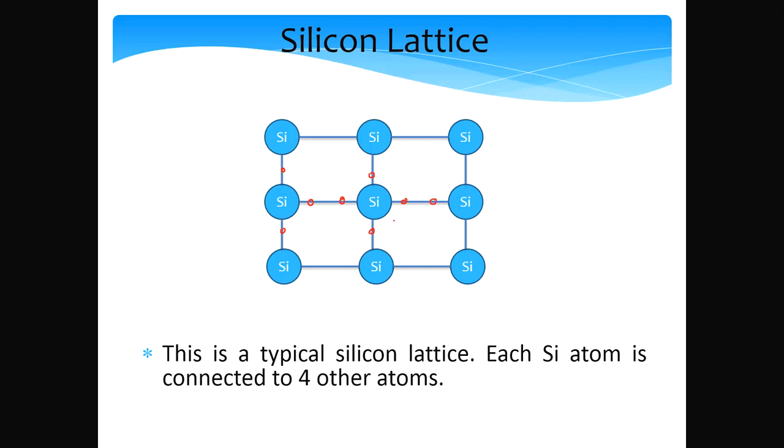This is a 2D view of what is otherwise a 3D lattice, but conceptually you can think that each silicon atom is connected to 4 other silicon atoms, and they form covalent bonds the way that is shown, to ensure that they have a stable structure.